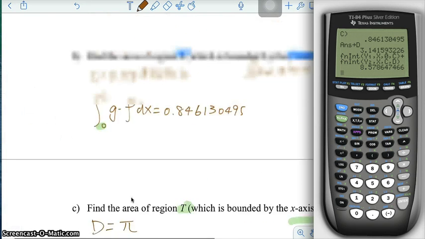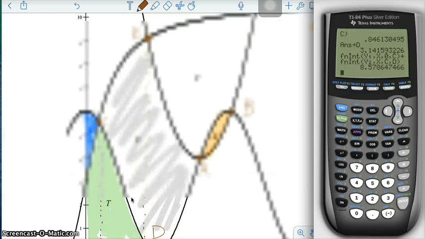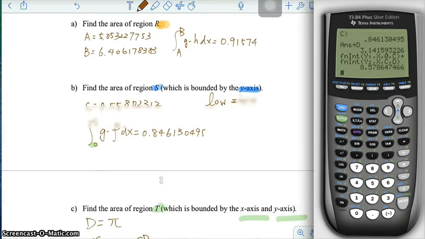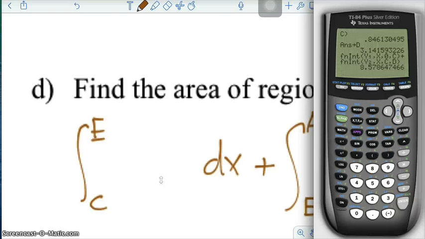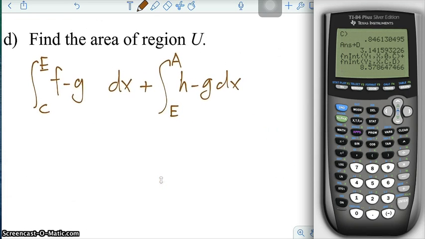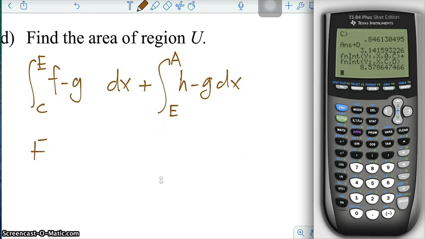Okay, now let's go back and look at it one more time, just to make sure. From C to E, it's F minus G. And from E to A is H minus G. So F minus G from C to E, and then H minus G dx. So again, we need to find this, and we also need to find E.